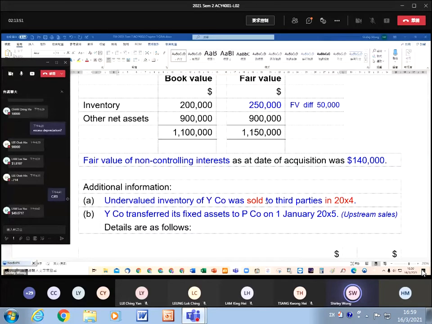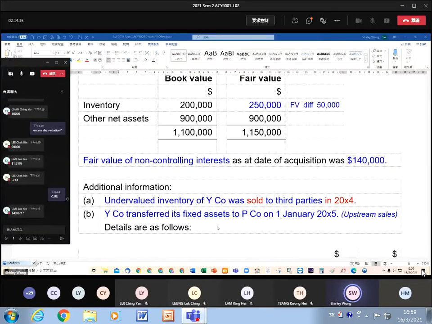When you prepare the entry, you need to think about what the journal entry was in 2004, and then in 2005, you need to reverse and add. When you do that, what will be the amount? I will let you think about that later on. So this is the undervalued inventory sold last year. And then part B, additional information.